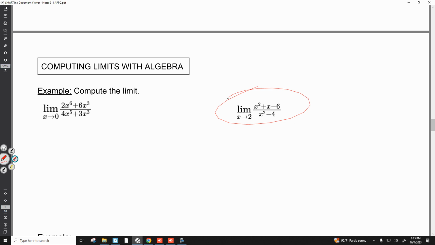Linda, what do you see in the top? What do you want to do with that? Yeah, you're right. What do you see in the bottom, Linda? What do you want to do with that? That's what you do, guys.